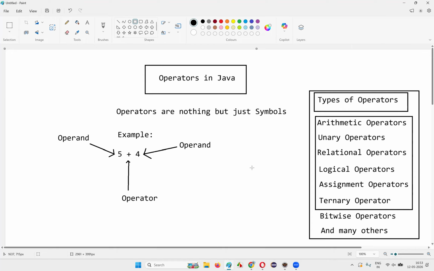In the next few upcoming sessions, I am going to cover all these categories of operators. This plus operator, which is an addition operator, belongs to the arithmetic operators in Java. Similarly, there are many operator symbols belonging to different categories. In the next session, I'm going to first cover arithmetic operators with practical demonstration.